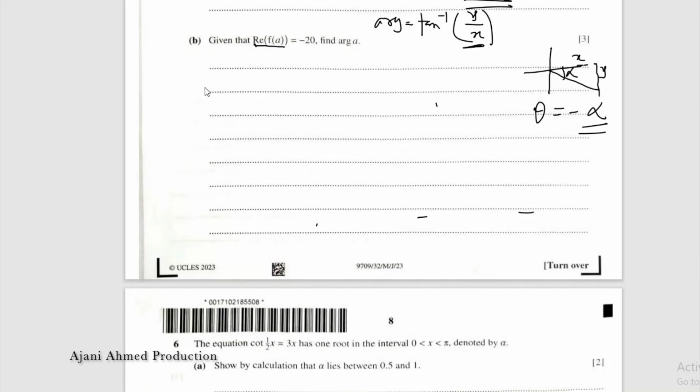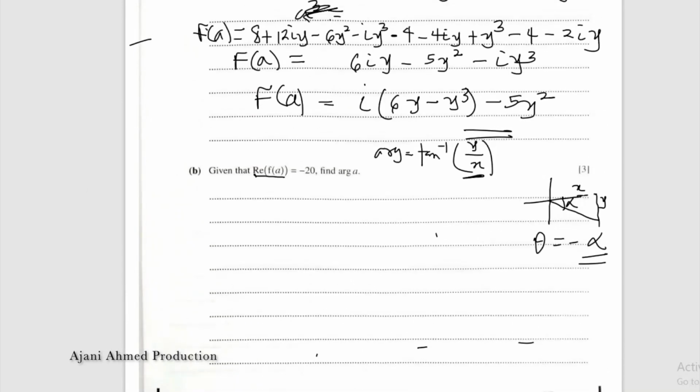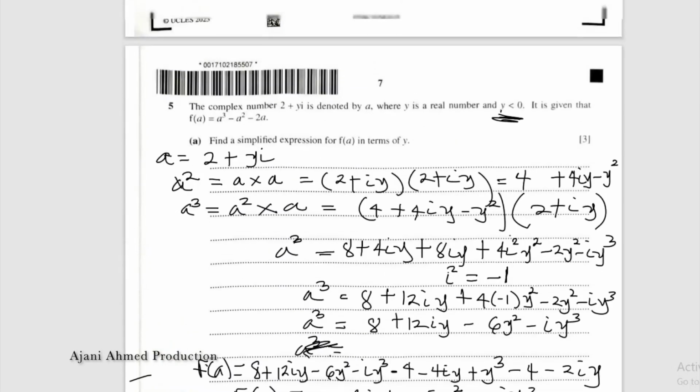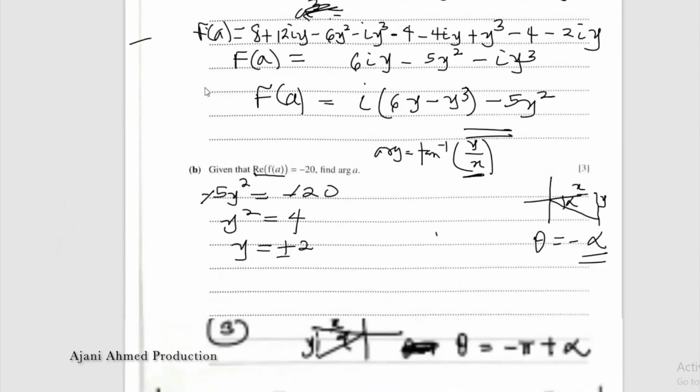Now, the real value of function of a is minus 20. And what's the real value of the function of a? The real value is the one without i. That's minus 5y squared equal to minus 20. Minus cancel minus, y squared is 20 over 5, 4. So y is plus or minus 2. Remember, from the initial condition, y is less than 0. So hence, the value of y accepted is minus 2.